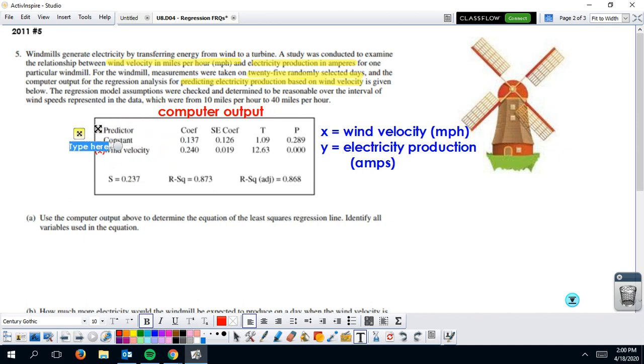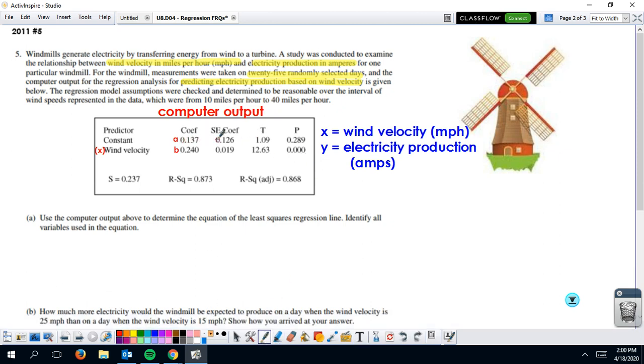Constant is a number without a variable next to it. And so the coefficient for the constant, the number without the variable, that's going to be your a. So this whole entire row is all about the y-intercept. And then this whole row is all about your slope, because it's the coefficient in front of x. That's the b, when we look at the equation y equals a plus bx. So b is right here. So it makes it very easy to write the equation for the least squares regression line, because they give you the a and the b right there, and that's all you need. And we'll get to that in one second.